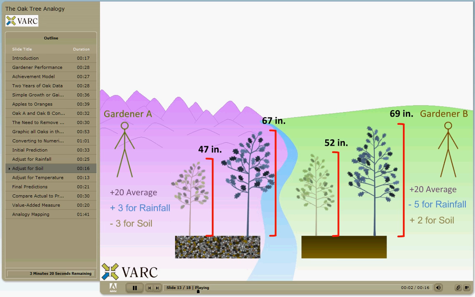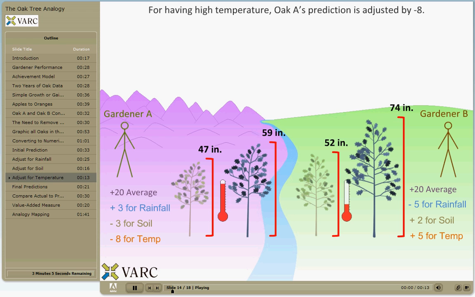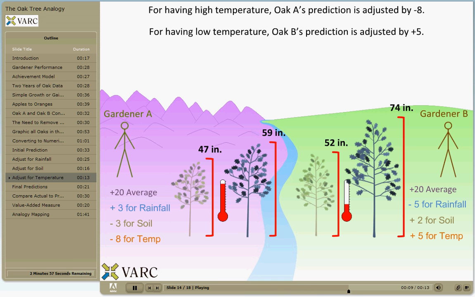We continue this process for our other environmental factors. For having poor soil, Oak A's prediction is adjusted by -3. For having rich soil, Oak B's prediction is adjusted by +2. For having high temperature, Oak A's prediction is adjusted by -8. For having low temperature, Oak B's prediction is adjusted by +5.